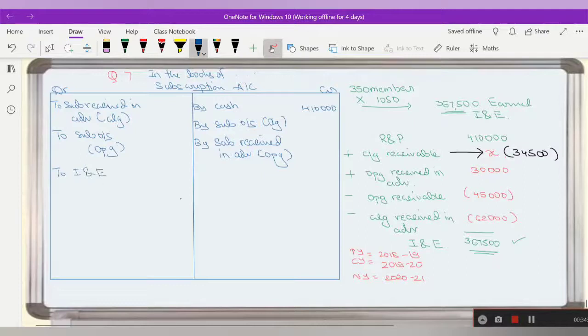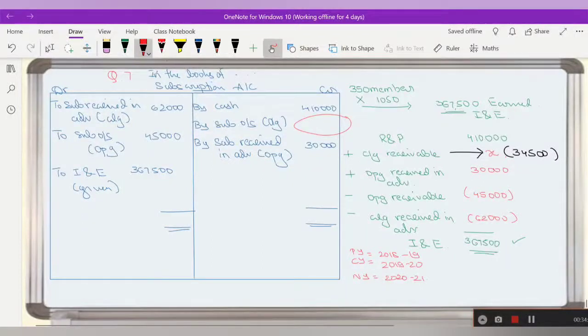income and expenditure account. See now what all things are given. Income and expenditure account we already know, 3,67,500, which is given, right? Then subscription outstanding opening is given, right? Opening receivable is 45,000. Subscription receivable, then closing received in advance is how much? 60,000, which is relating to next year. Subscription received in advance last year, which is pertaining to current year, 30,000. Then this will become your balancing figure now.